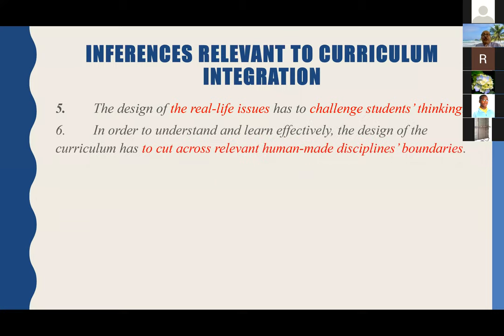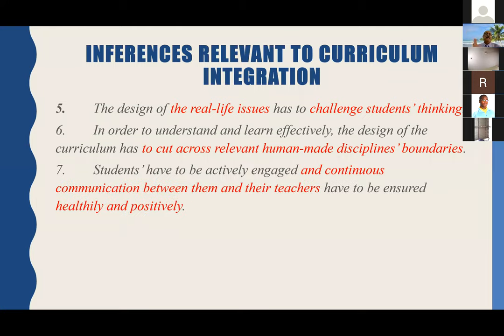In order to understand and learn effectively, we need to cut across relevant human discipline boundaries. So we have a lot of relevant information from different disciplines in this story. As I said, there are a lot: legal system, political system, economy, social system, parenting, family, society, community, whatever. Iman, akhirah, and so on. Students have to be actively engaged. So you can see the continuous communication between Musa and Al-Khadr in a very healthy and positive manner.